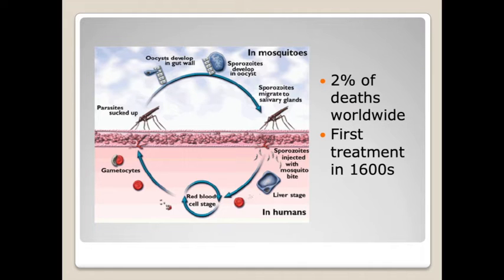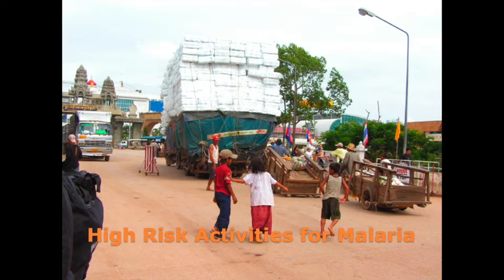Malaria currently is responsible for 2% of deaths worldwide. And it wasn't until the 1600s that there was some actual treatment for this whole thing. So basically it worked like this. We were going to an area that had a high risk for malaria. This is the border between Thailand and Cambodia, and you have to walk across the border. There's standing water where mosquitoes can breed, and only local trucks are allowed back and forth.